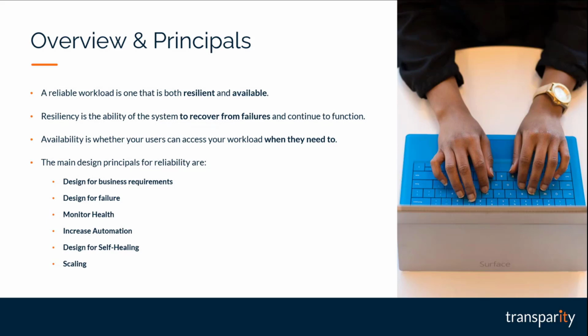Resilience, availability and disaster recovery, things like that need to be thought about right at the beginning when you're designing workloads. Now, a reliable workload is one that is both resilient and available, and resiliency is that ability to recover from failures and continue to function, ideally without anyone noticing anything's happened. Availability is more around your users being able to access their workload when they need to.